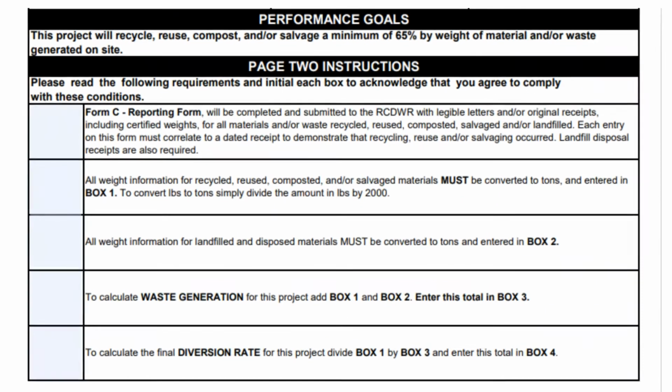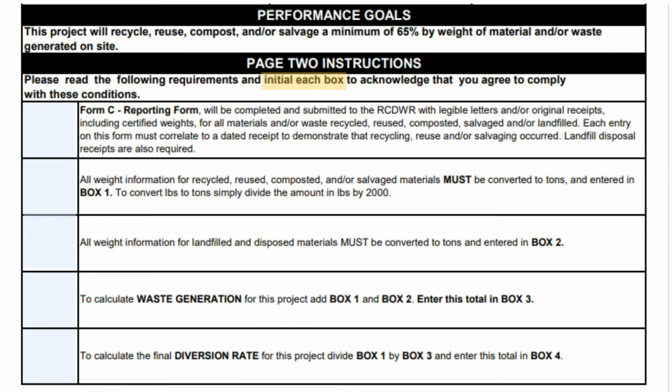For the next portion of Form C, each requirement must be read and initialed to acknowledge that you agree to comply with the conditions. The first condition states that Form C must be accompanied with evidence of waste diversion. Evidence can be in the form of legible letters, original receipts, invoices, and/or reports, including certified weights for all materials being recycled, reused, composted, salvaged, and/or landfilled. Each material indicated on your plan must correlate to a dated receipt. Please be aware that both recycling and landfill receipts must be submitted in order to calculate the waste diversion rate.